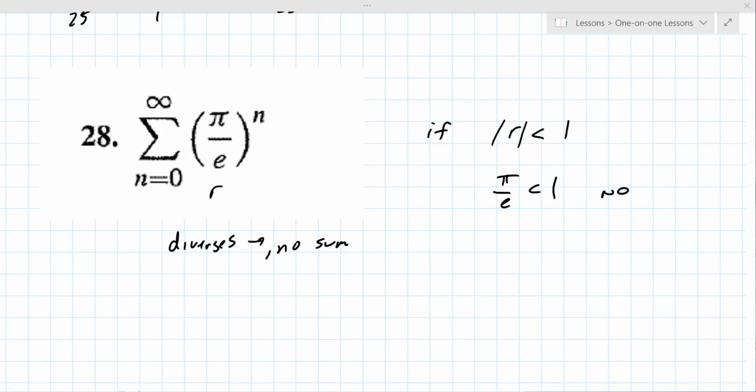So sometimes they make them look like they don't converge. We'll look at 29 next, but they actually do.